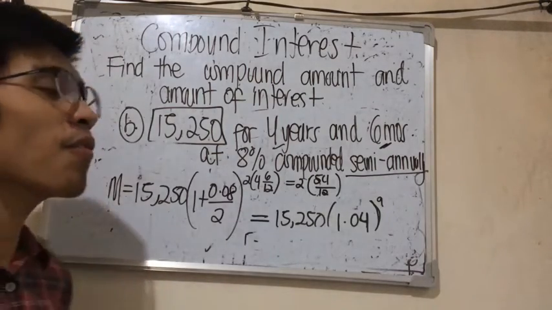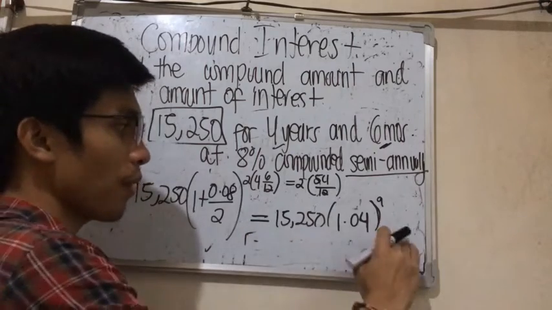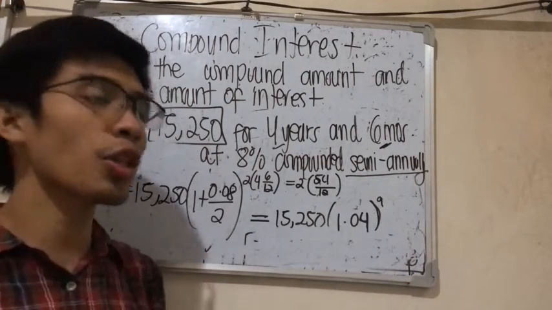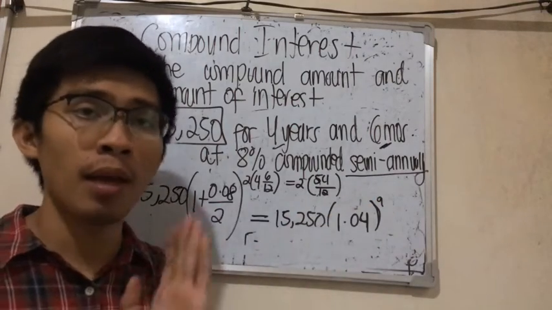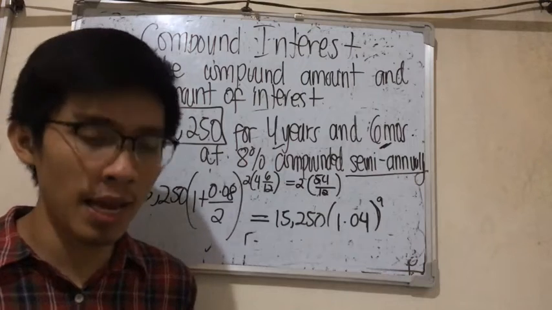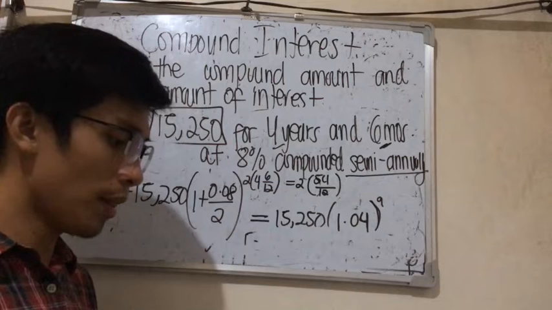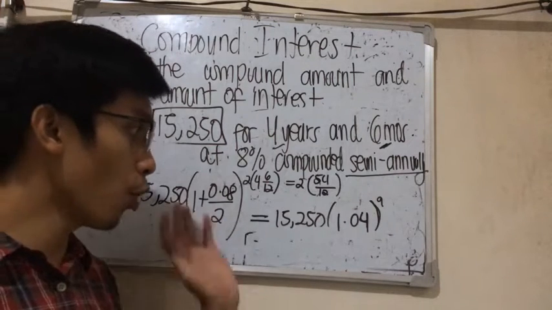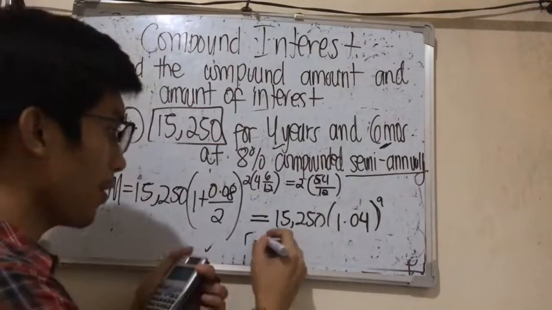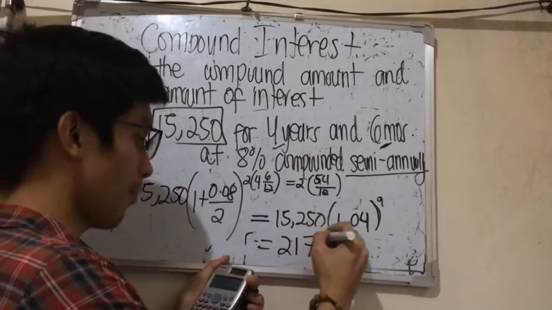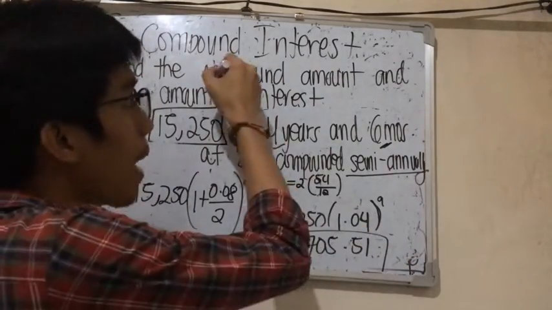Now, after you simplify everything, it looks like this. And after that, you have to simplify this part. Take note that you cannot multiply 15,250 to 1.04 because we still have a power. Exponent first before multiplying. Therefore, that is 1.04 raised to the power of 9, and you multiply the result to 15,250. In short, we have here 21,705.51. This is now our compound amount.